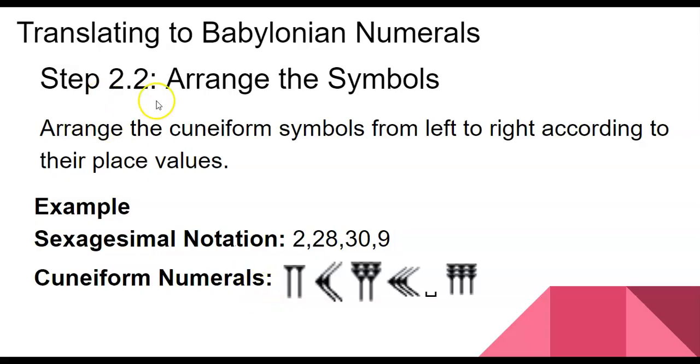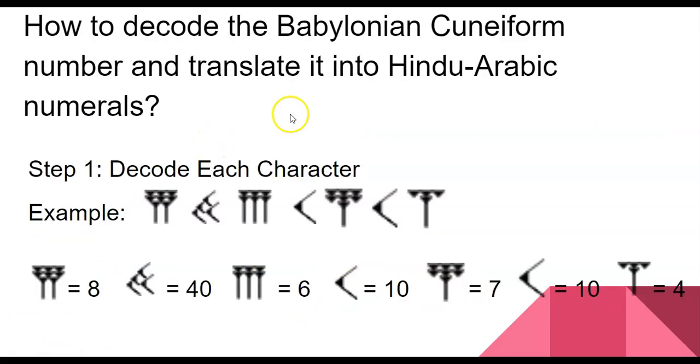Of course, step number 2, arrange the symbols. Arrange the cuneiform symbols from left to right according to their place values. So we have 2, and then 28, and then 30 space, and then 9. How to decode the Babylonian cuneiform number and translate it into Hindu-Arabic numerals. So we are now at the other way around, from Babylonian cuneiforms to Hindu-Arabic numerals.